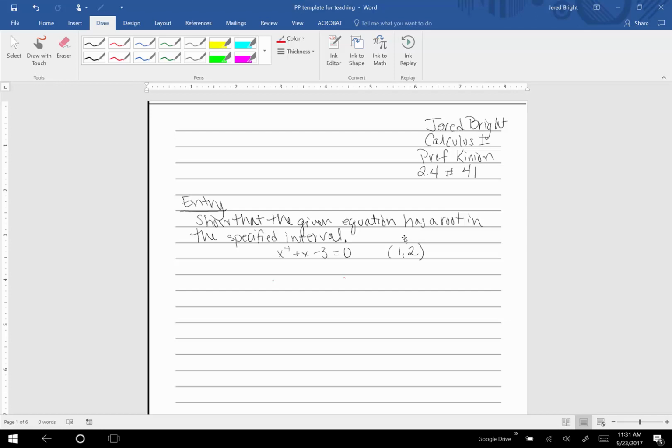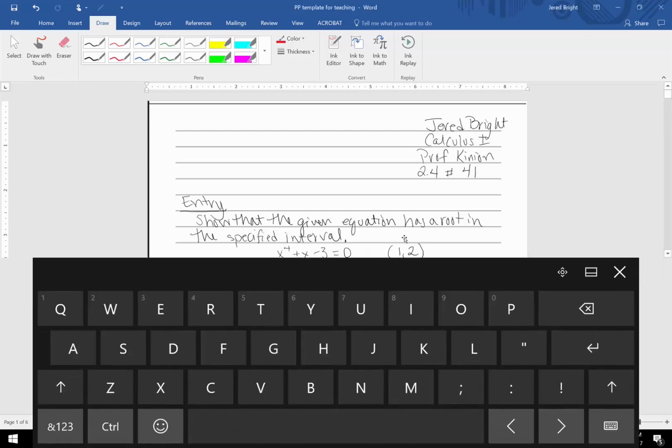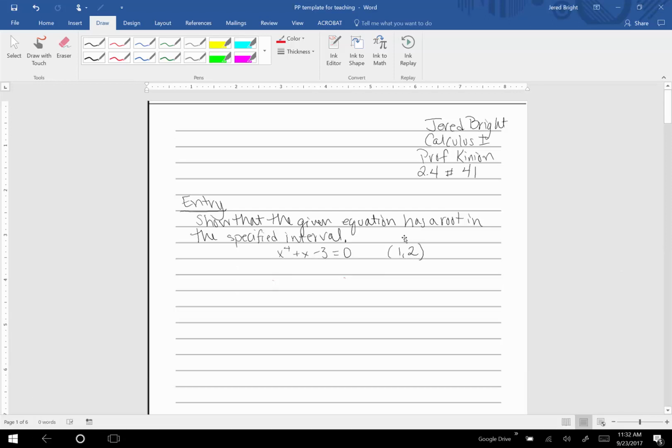So we are going to go through an example which uses the intermediate value theorem as part of its solution. What we're going to do in this example is focus on the different mathematical writing pieces that we discussed this week in the videos. I have an example here that I chose from the textbook, section 2.4, number 41.